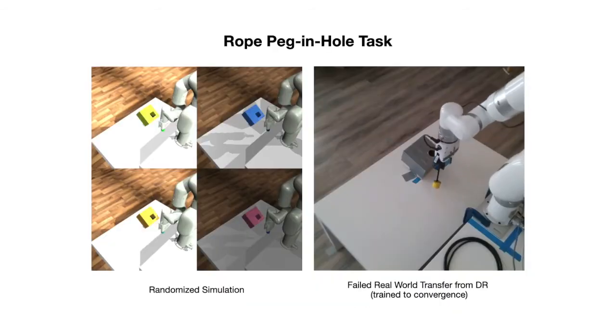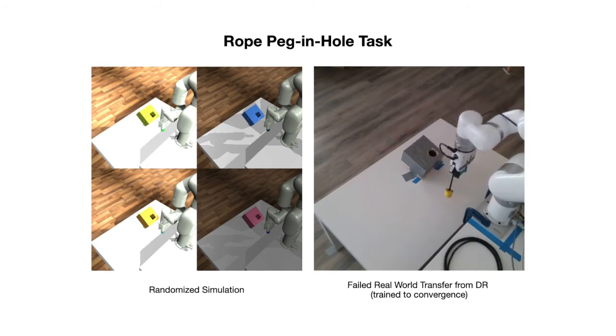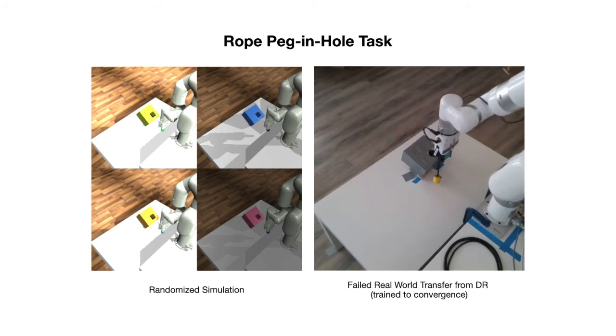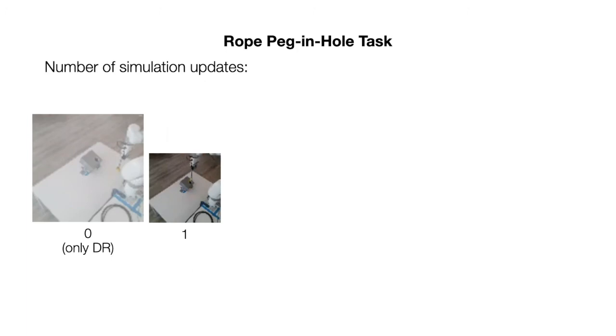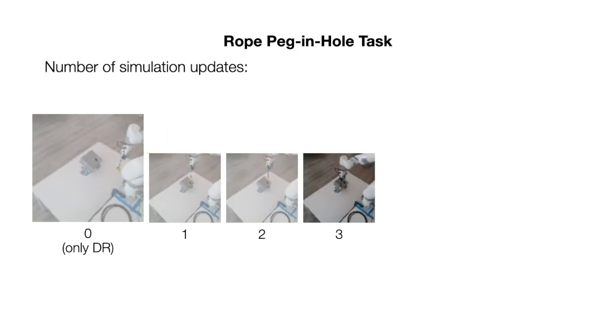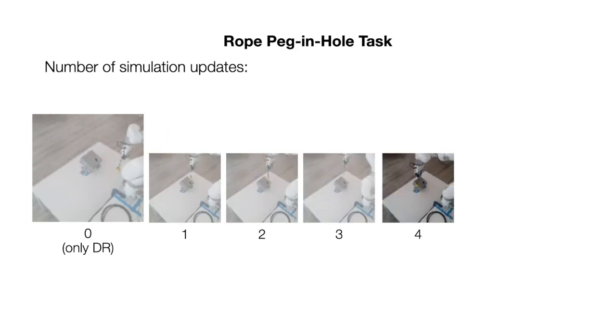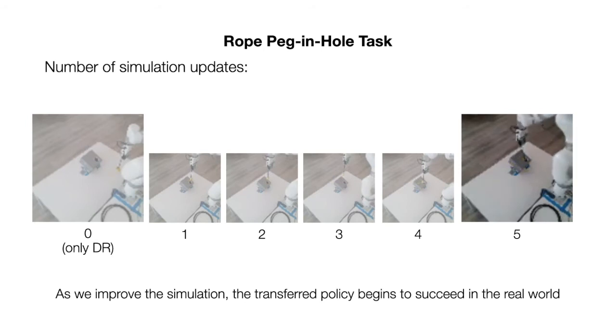We demonstrate our method on a rope peg and hold task where we update system parameters such as rope length, peg mass, and appearance of the seam. While domain randomization was not sufficient for successful transfer, here we clearly see that as we gather more real-world data and update the simulator parameters with our method to better match the real world, the policy becomes more successful upon transferring.